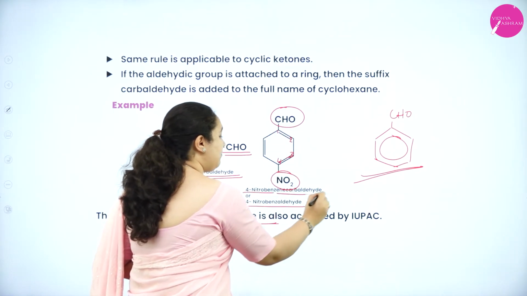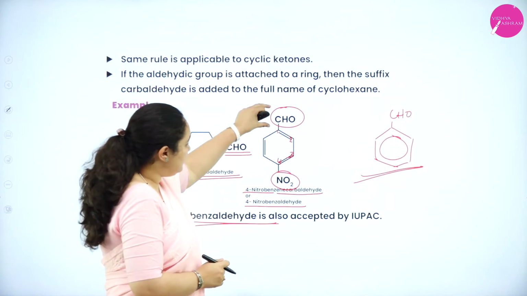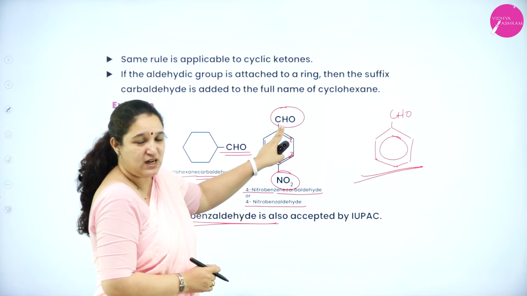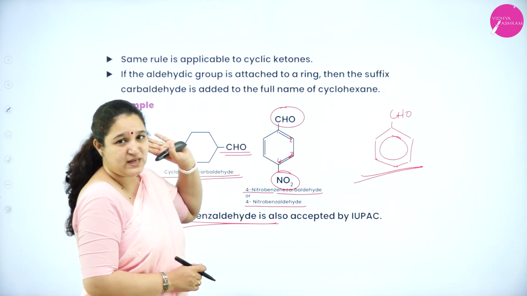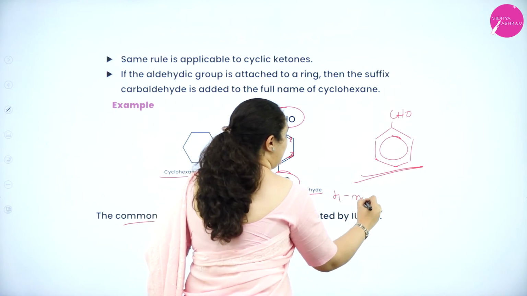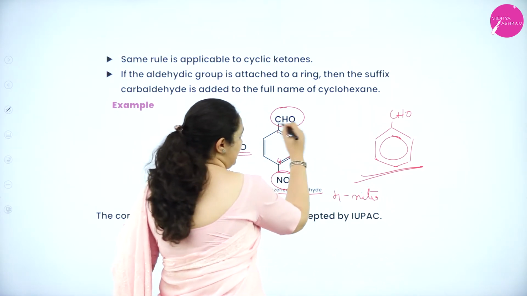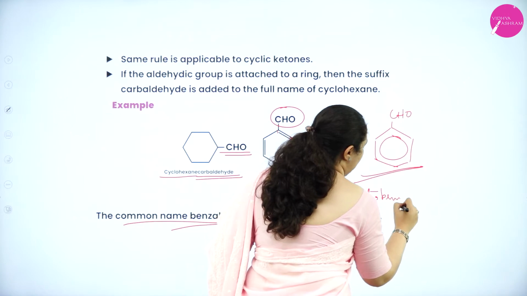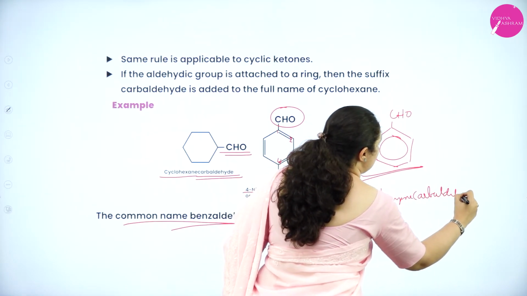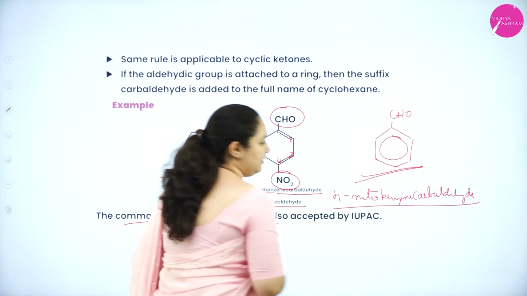or I can also write it as 4-nitrobenzene carbaldehyde. Even though this is a substituent and this is a substituent, this has got the first preference, the carbon atom to which the CHO group is attached. So what we will write? 4-nitro. This is the benzene ring, so I'll write benzene carbaldehyde. So this is the other way of naming.